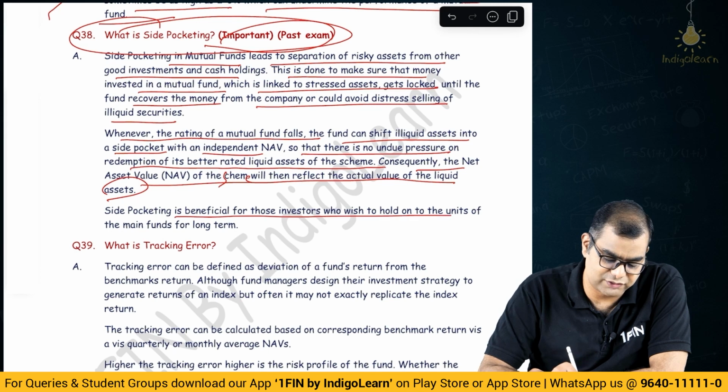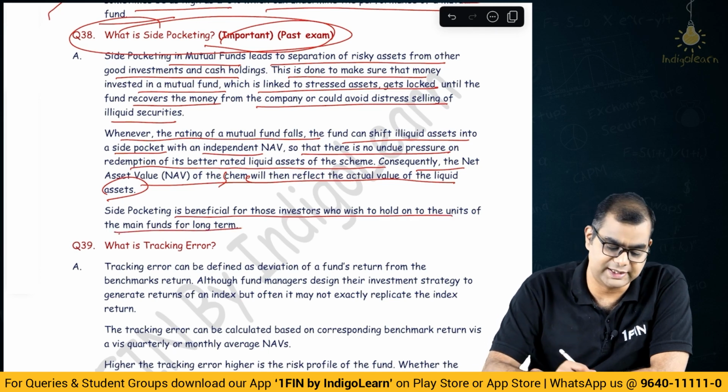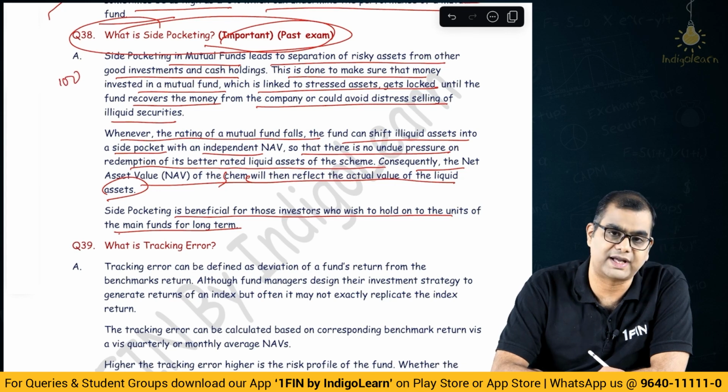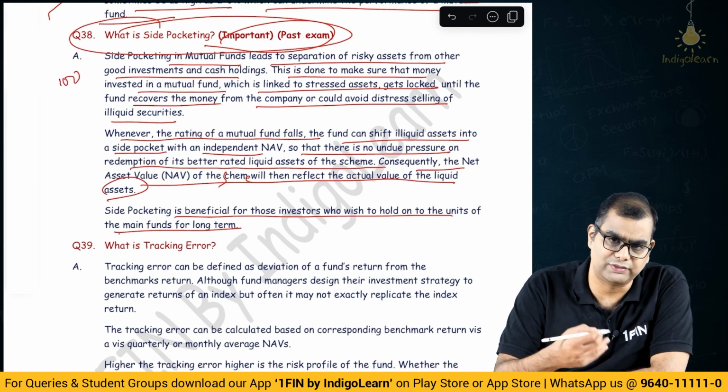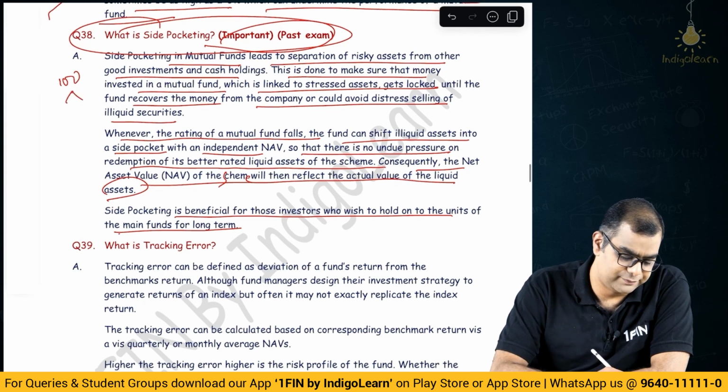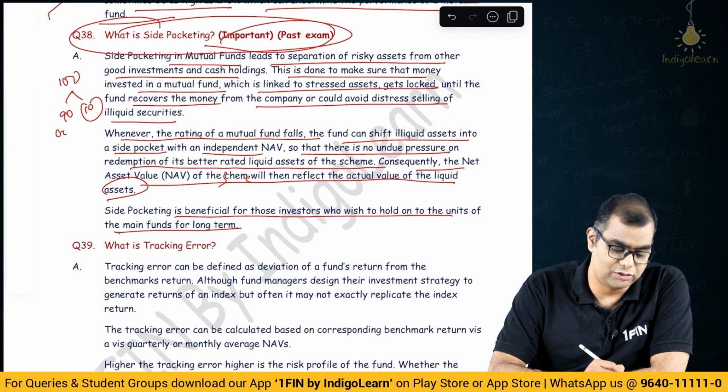Side pocketing is beneficial for those investors who wish to hold onto the units of the main fund for the long term. So basically, let's say you have 100 rupees of assets, right? I am referring to a single portfolio which has 100 rupees. In this, let's say there is 90 invested in good and 10 invested in bad. Now once all the investors know that the 10 has gone bad, everybody rushes to withdraw their money from the fund.